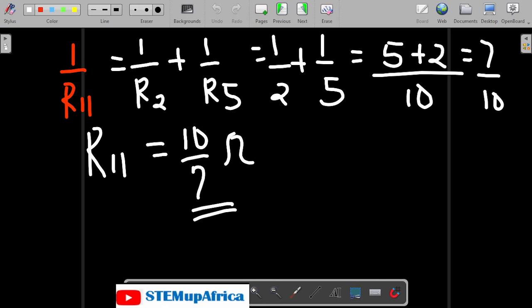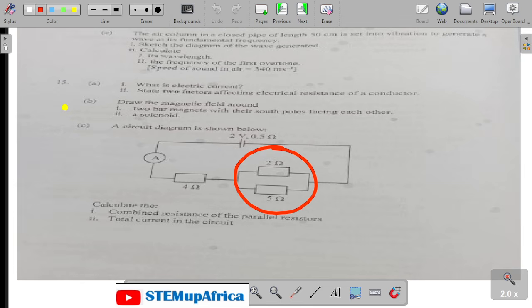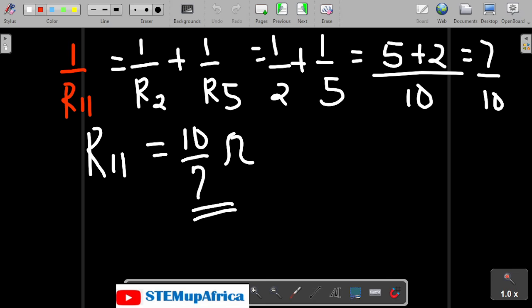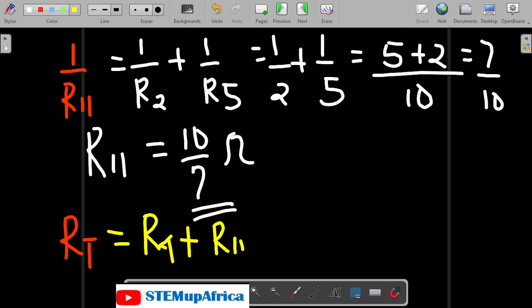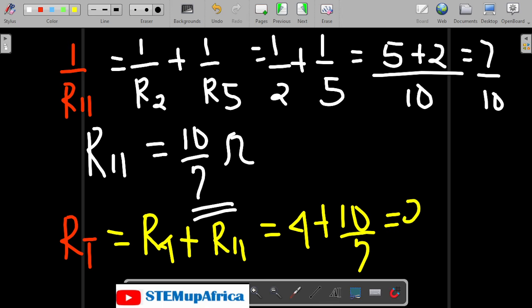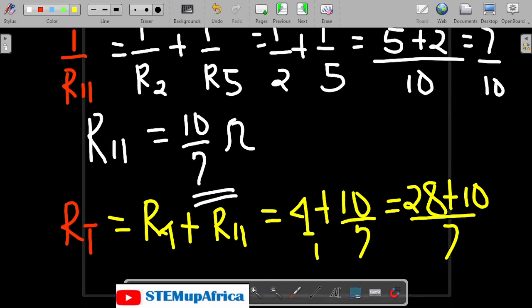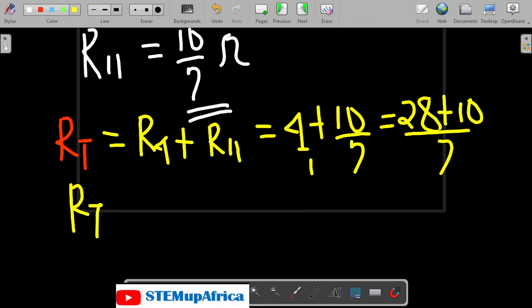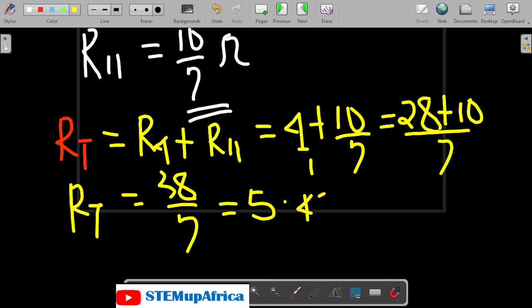So what about the combined resistance? These two now will be combined in series with this. So I'm going to have total resistance now, RT, will be my R4 plus R in parallel. I'm having 4 plus 10 over 7, which is 28 plus 10 over 7, if I take LCM. So my RT will be 38 over 7, which if I divide, I'm going to have 5.429 ohms. That is now the total resistance.